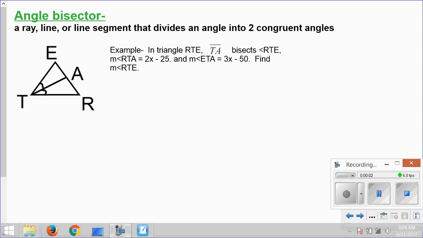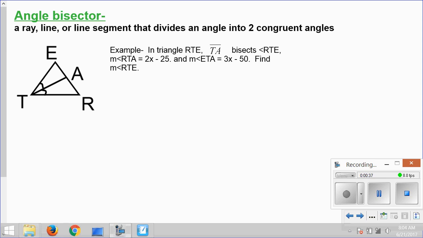Okay, so earlier we talked about what an angle bisector is. We remember that it's a ray or a line segment that divides an angle into two congruent angles. So if I'm looking at this triangle here, triangle ETR, specifically at angle T, angle ETA and angle ATR are marked as congruent. So that's how we know that segment TA is an angle bisector, because it's bisecting angle ETR.